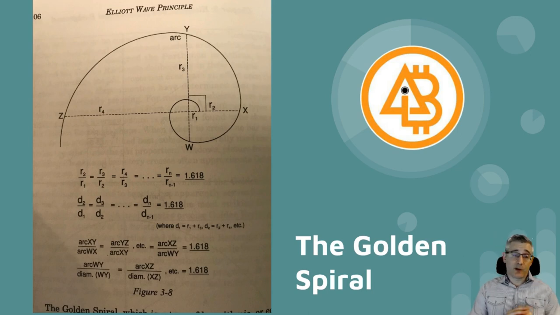Now I don't understand the math. I tried to read the book. It's beyond me. But what they came to find is this spiral, which is called the golden spiral. And it has to do with proportions, and proportions that seem perfect to the human eye.